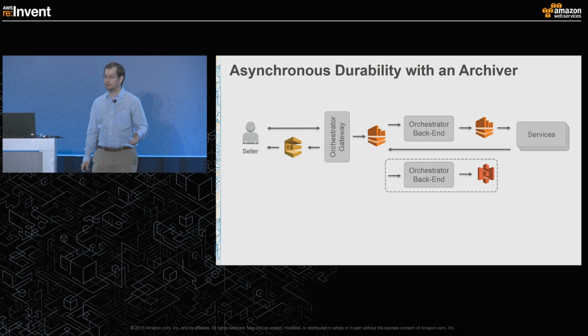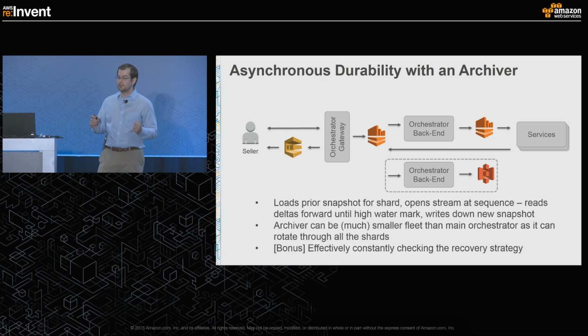So we have the orchestrator, which never does its snapshotting, and we have a process that looks almost exactly like the orchestrator, an archiver, which just deals with the snapshotting for us. And so this is really powerful. We can do some really interesting things with it as well.